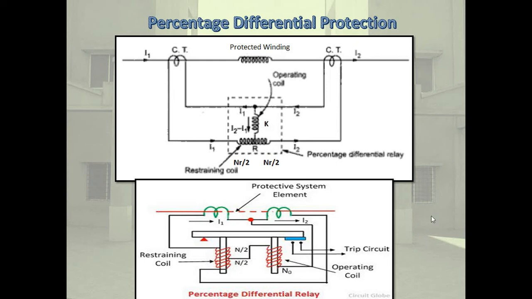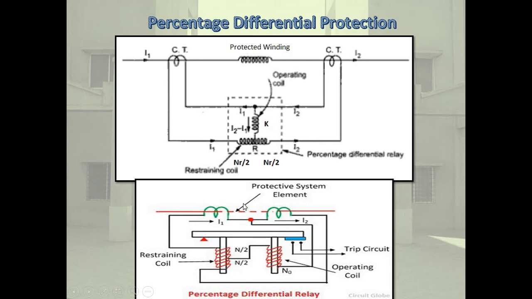Here is another figure of the percentage differential relay. This is the core and this is the restraining coil. In between, at the midpoint, the operating coil is connected at this point, so N by 2 and N by 2 turns. This is the operating coil, this is the restraining coil, and these are the trip circuit contacts. This is CT1 and CT2, and in between CT1 and CT2, the protected system element is connected.